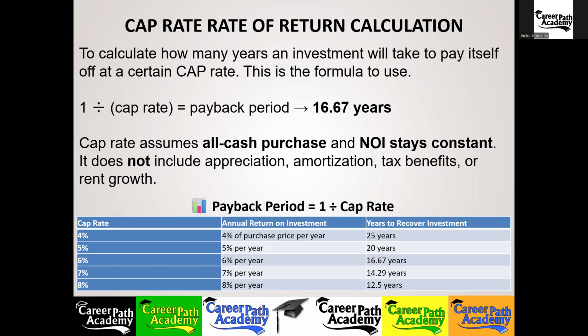We use this formula when purchasing property; it'll give you an idea of how long it'll take to recover your money for your investment. Granted, if you're using a loan, it's going to take a little bit longer. But this way you can get an idea of what the payback rate of this property is.